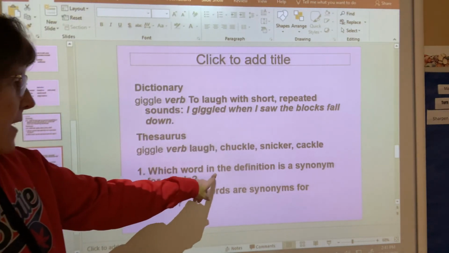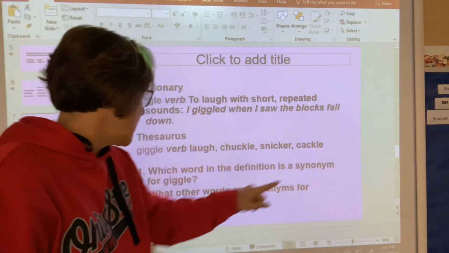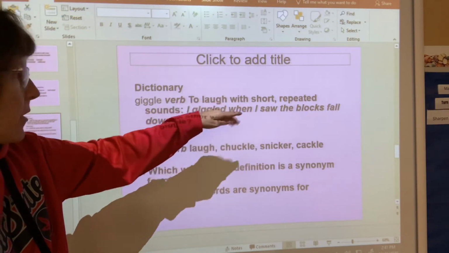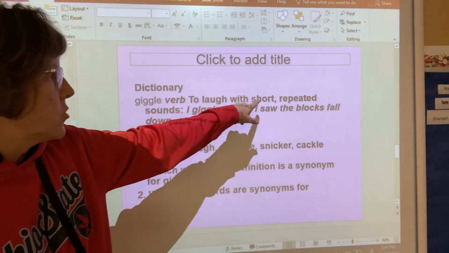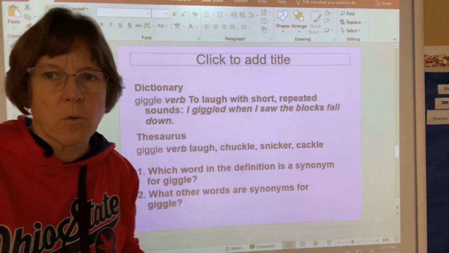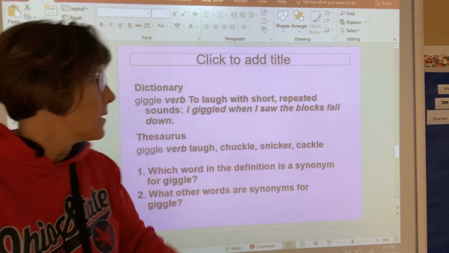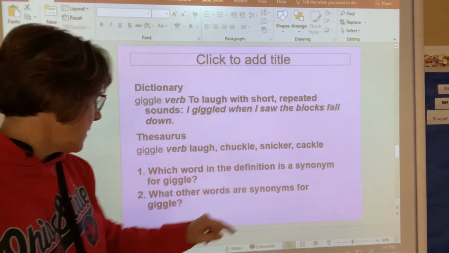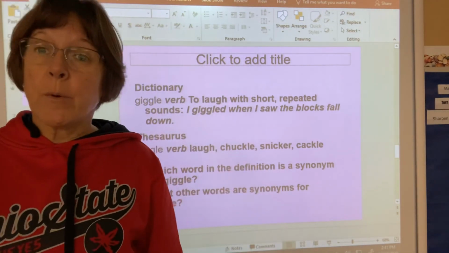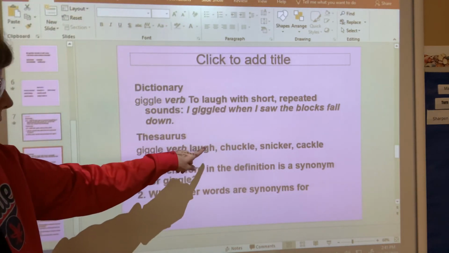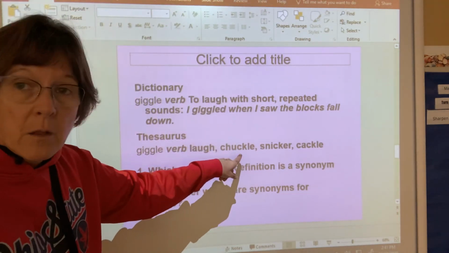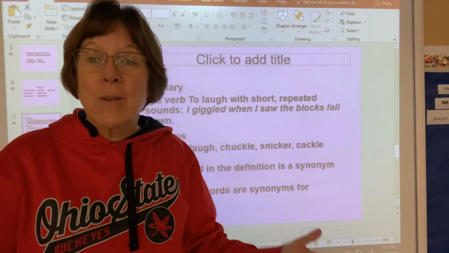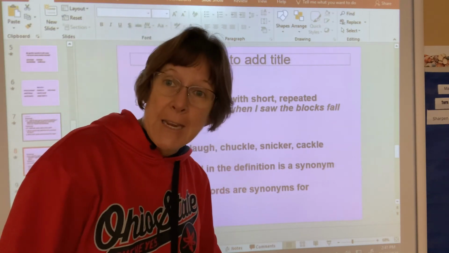Which word in the definition is a synonym for giggle? Okay, definition, we have to go to a dictionary. To laugh with short, repeated sounds. Which one of those words means the same as giggle? Laugh, yes. What other words are synonyms for giggle? That's where we go to a thesaurus. We could say laugh, chuckle, snicker, and cackle. Those are all synonyms for the word giggle.